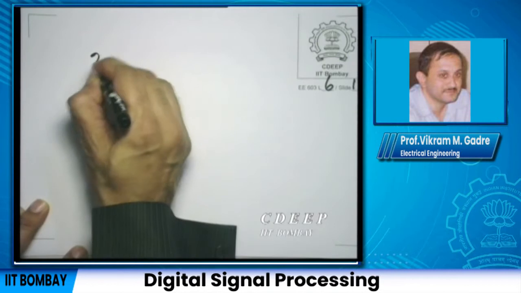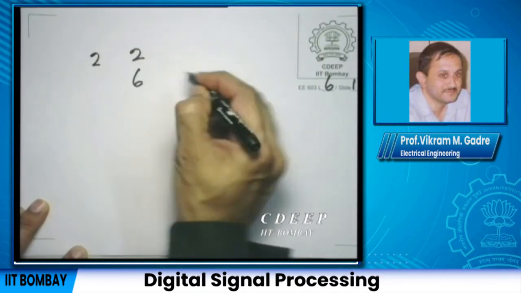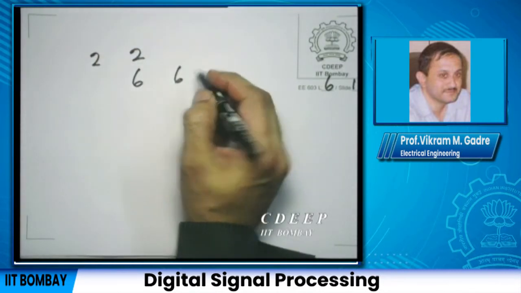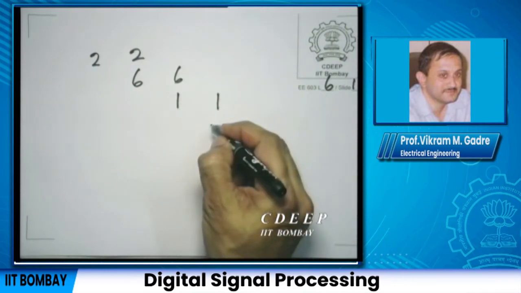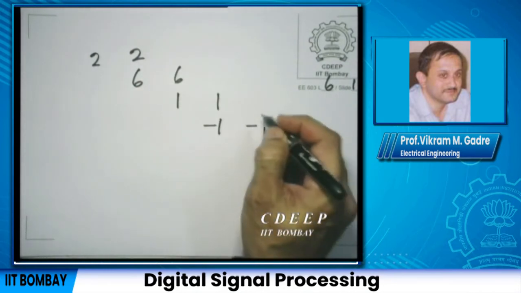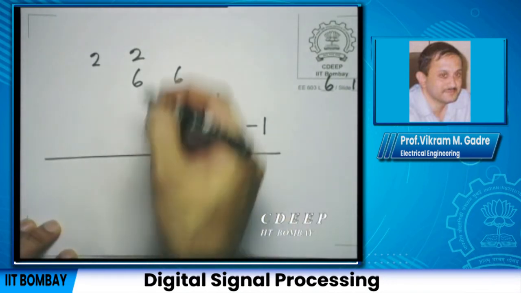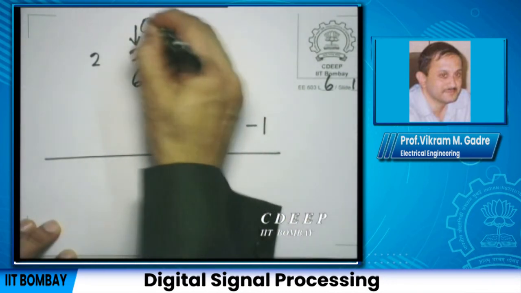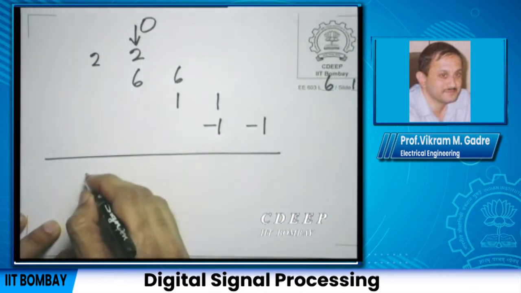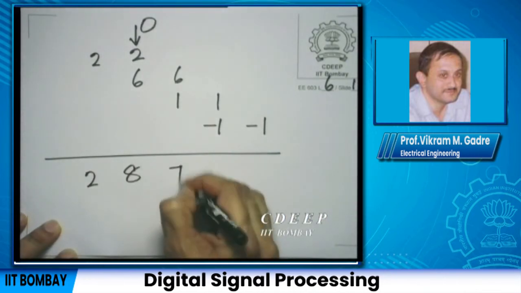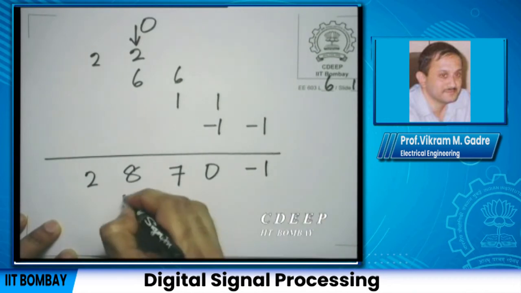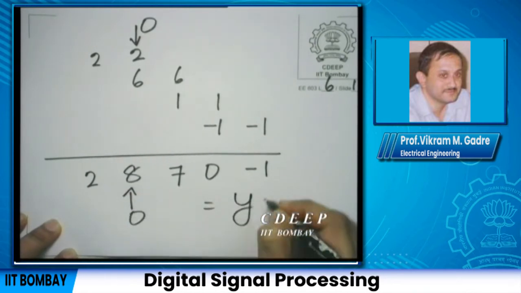And now of course, I add them. Let me draw it again, let me put them down since this is the first time we are solving such an example. We have 2, we have 6, 1, and we have -1. And this is the point, I will mark it from above, this is the point 0 here. So, I have of course 2, 8, 7, 0 and -1. This is the output sequence y[n].